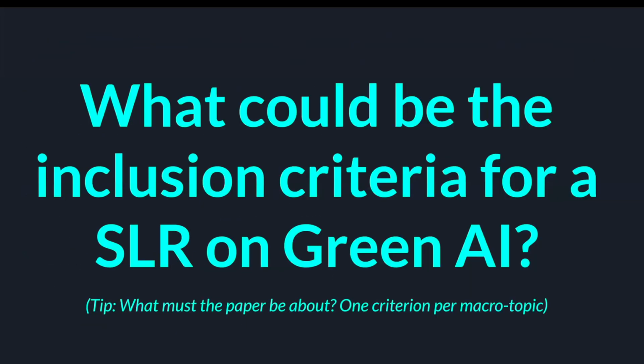So what could be the inclusion criteria for a study on green AI? You're already ahead of the mistakes we made at the beginning. So you should do a literature study. But what are the inclusion criteria, you think? These are the semantic ones, so the ones that hold real meaning.